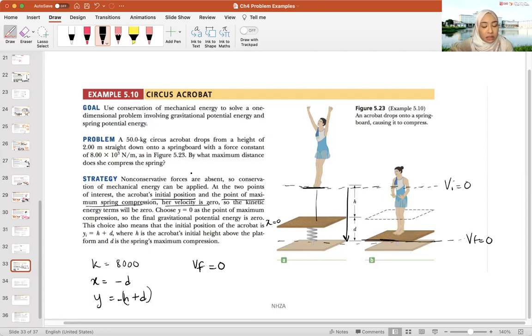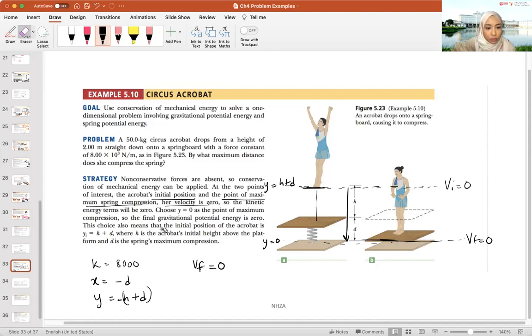This is what the strategy is telling us. So the kinetic energy terms will be 0. Choose y equals to 0 as the point of maximum compression. So the strategy here is to label this as y equals 0 and this as y equals h plus d. Okay, y equals 0 at maximum compression. Y equals h plus d at the top where she jumps from. Okay. So that the gravitational potential energy is 0.